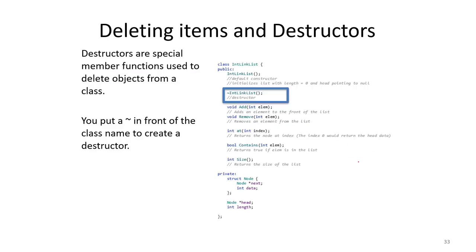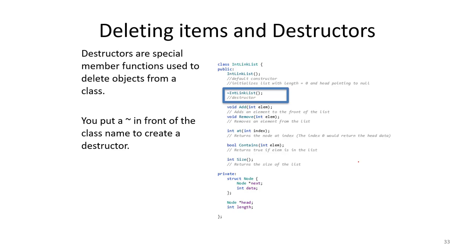So earlier we learned about the delete operator and how, when working with dynamic memory, we have to delete the dynamic memory ourselves in order to save memory and clean up after ourselves. So whenever we work with dynamic memory, it's a good idea to also declare functions called destructors. Destructors are member functions that are used when we want to delete objects from a class.